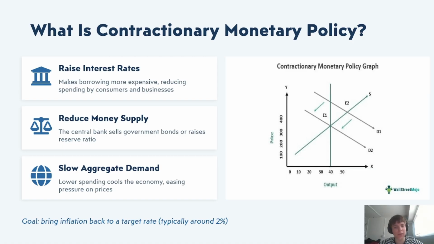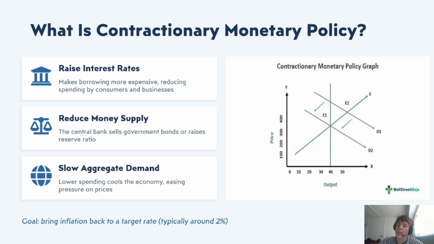There are three main tools. First, raising interest rates, which makes borrowing more expensive. Second, reducing the money supply, for example, by selling government bonds or raising the reserve ratio. And the third one is the combined effect of the first two main tools, which slows aggregate demand across the economy.